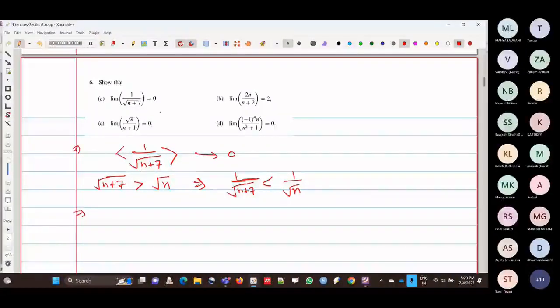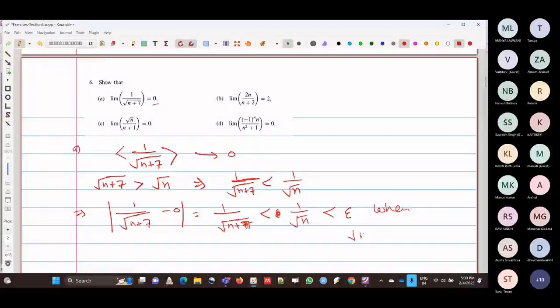Now we need to prove that 0 is the limit of this sequence. So 1 upon square root of n plus 7 minus 0 equals 1 upon square root of n plus 7, and this is less than 1 upon square root of n. You can also directly write 7 and epsilon here and then compute, no problem, but we are just writing this to make the expression simple. So this is less than epsilon when square root of n is greater than 1 upon epsilon. That is, n is greater than 1 upon epsilon squared.